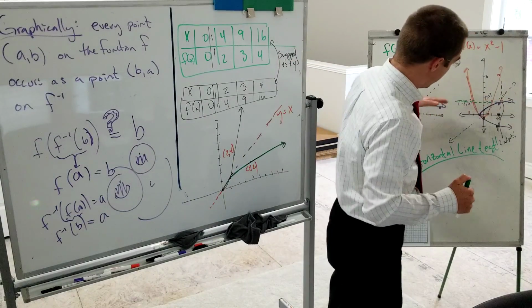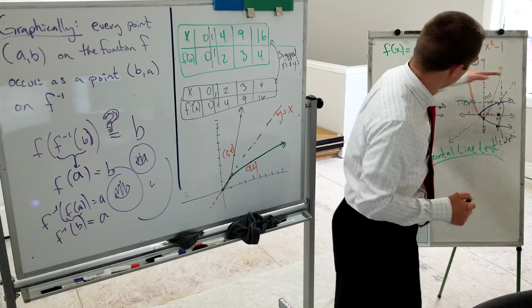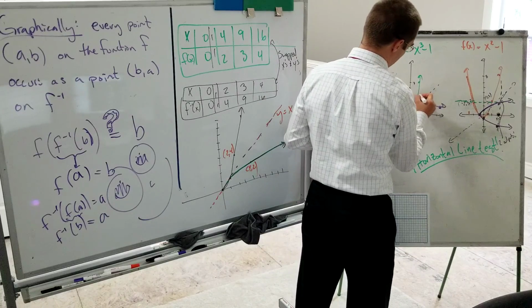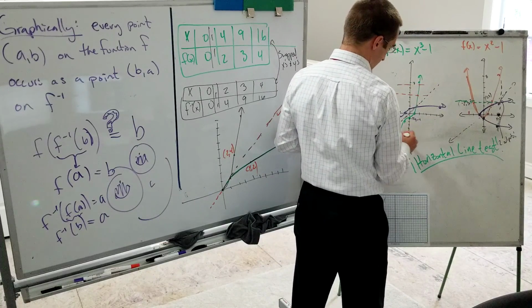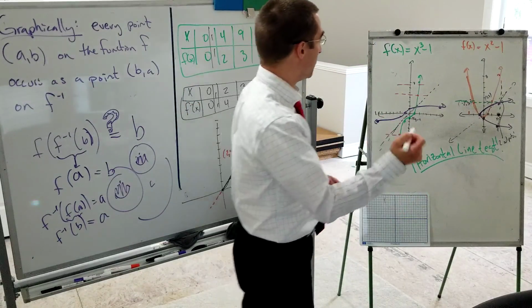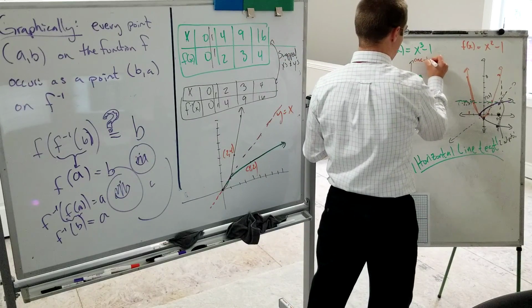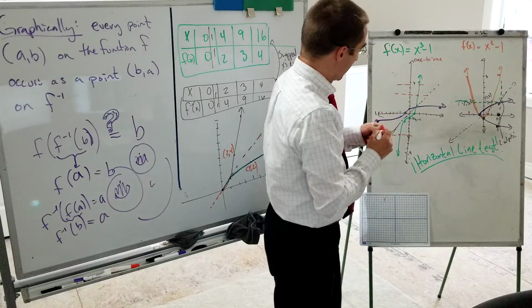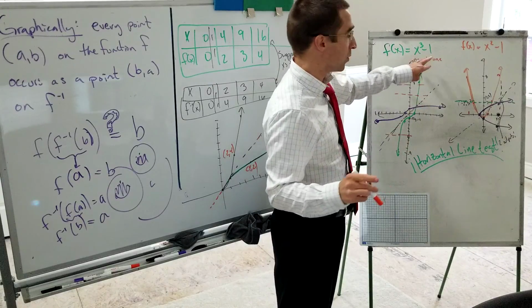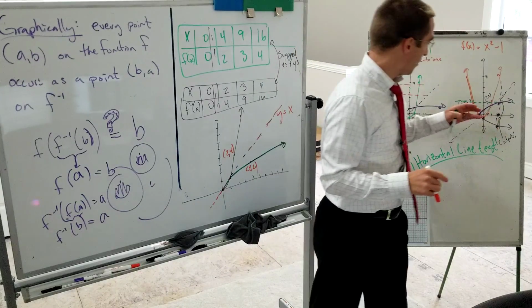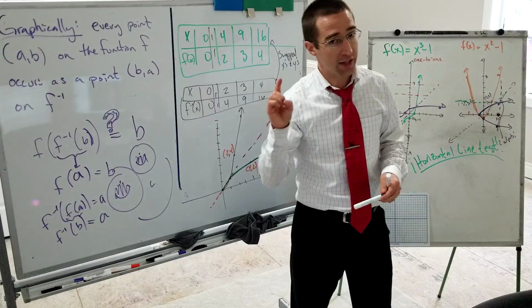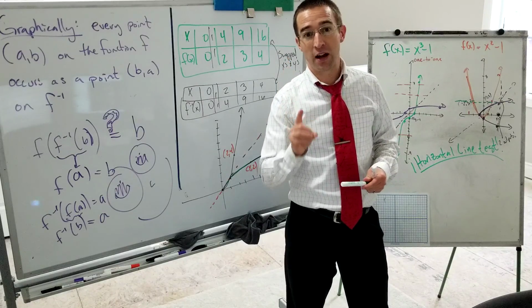Now, the horizontal line test says if every horizontal line, which I'll draw over here, hits the original graph once and only once, then that function has an inverse function, and we call that function a one-to-one function. In other words, each x has one and only one y. Each y comes from one and only one x. That's what one-to-one means. Now, to fail the horizontal line test, all it takes is one horizontal line that intersects the graph more than once.